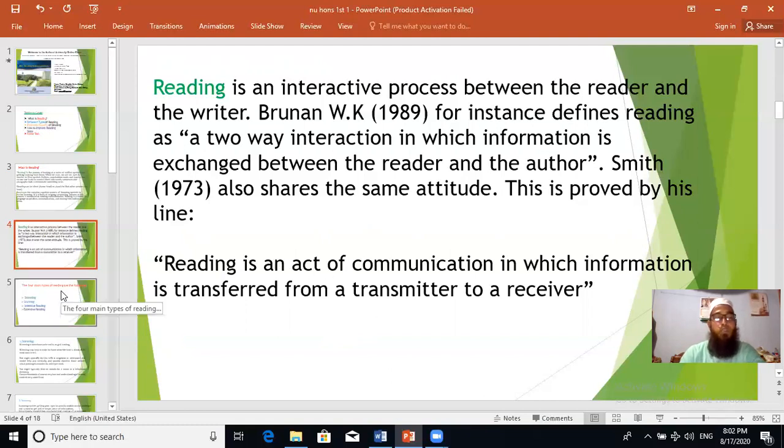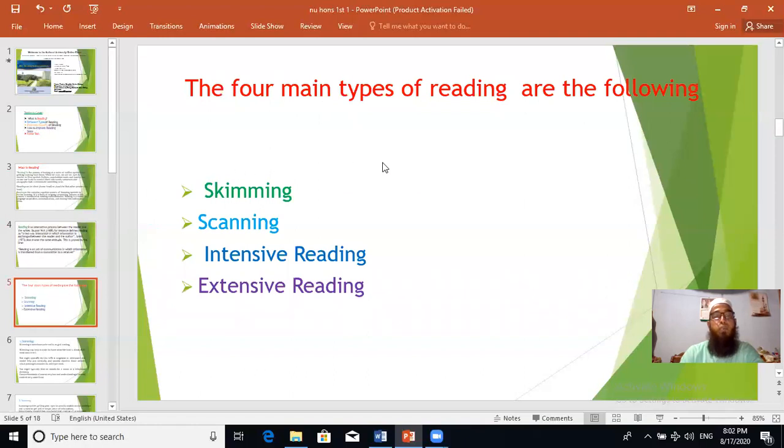Let's see different types of reading. The four main types of reading are the following: skimming, scanning, intensive reading, and extensive reading.